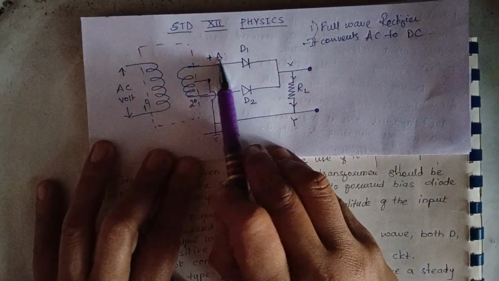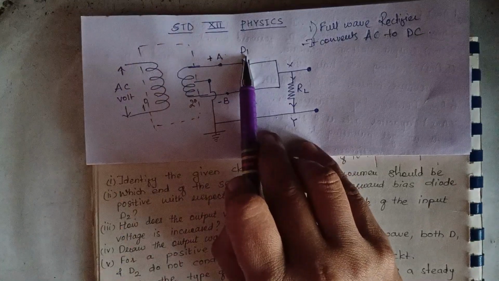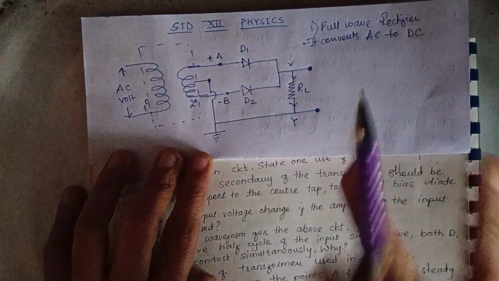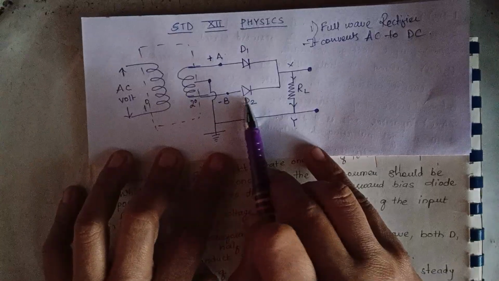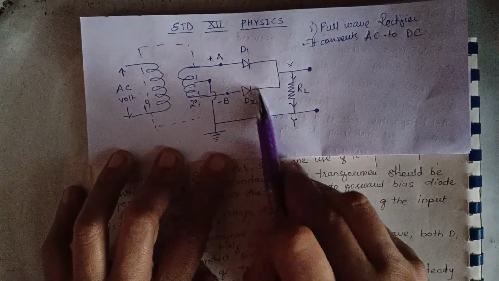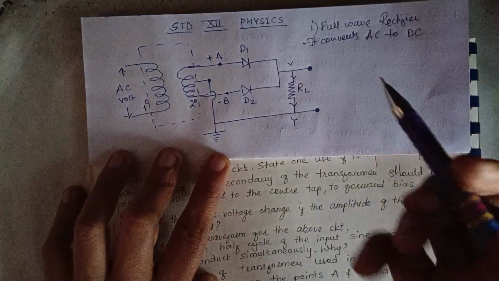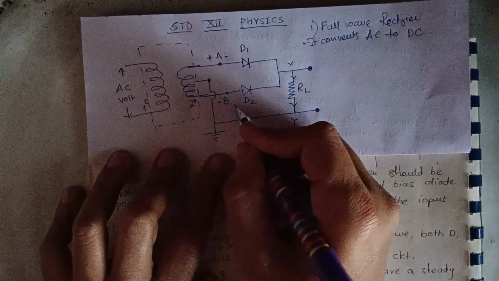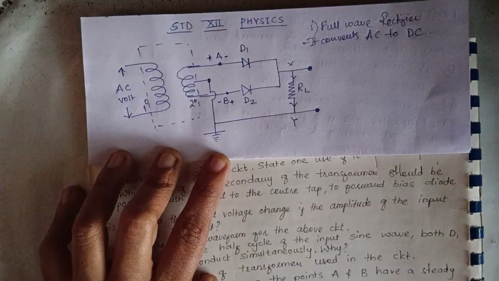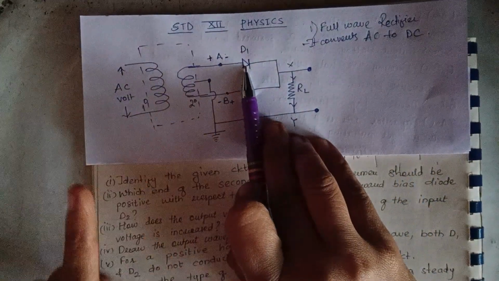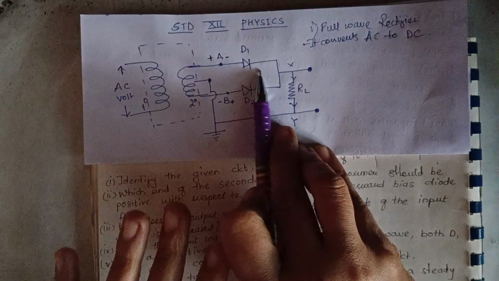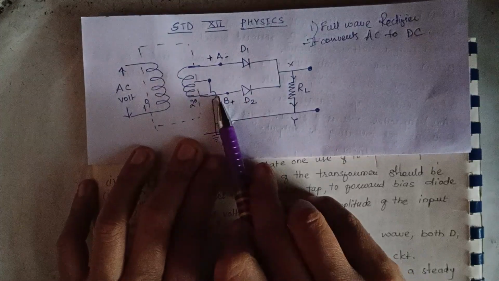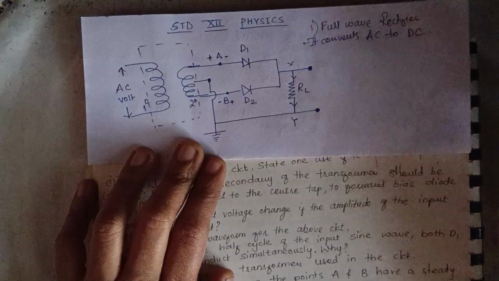So when A becomes positive, D1 is forward biased, so the current flows through this and we get an output. And D2 is reverse biased, so there is no conduction of current here when it is a positive half cycle. For the next negative half cycle, D1 becomes negative and D2 becomes positive. That time D1 is reverse biased, so there is no conduction of current here. For the negative half cycle, D2 becomes positive, so there is a conduction of current here. So we get an output.